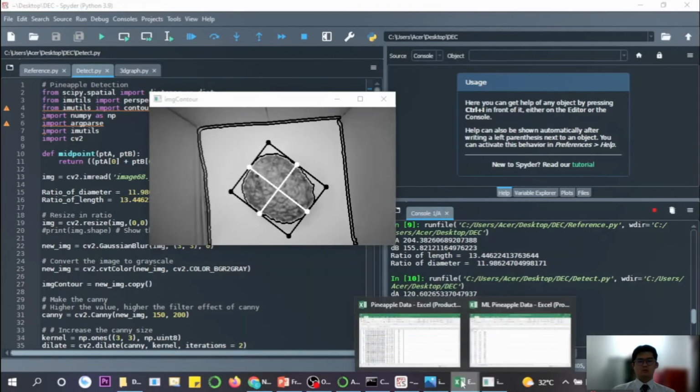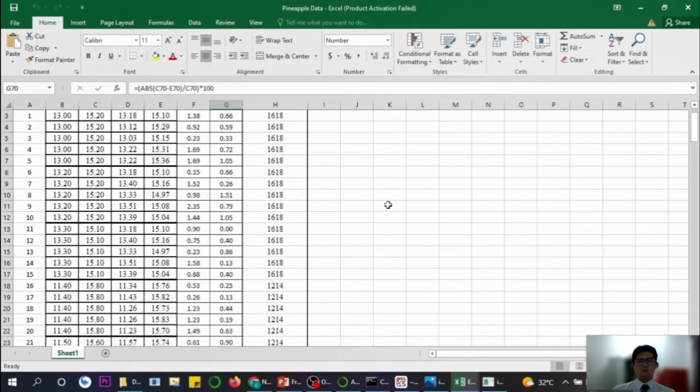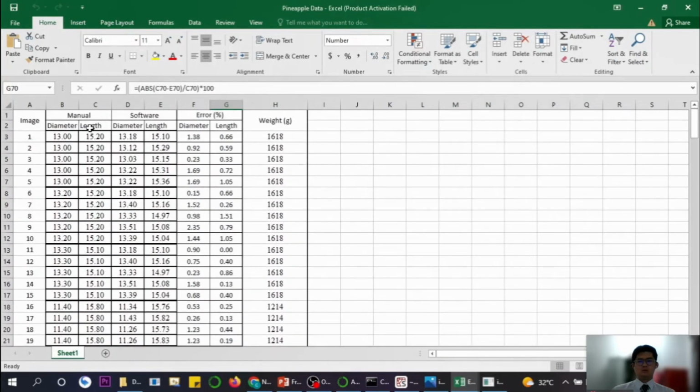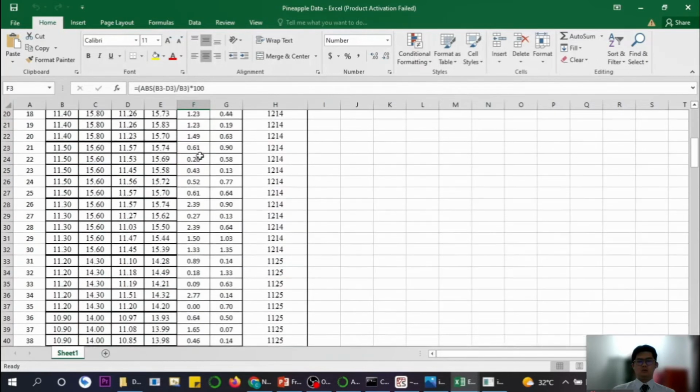All the data I have already keyed into the Excel file. The second row and third row are for the manually measured diameter and length. The fourth row and the fifth row are the results we get from Python, which are the predicted diameter and predicted length. And the error is the manual value minus the software value, divided by the manual value, times 100%. So this is all the percentage error.